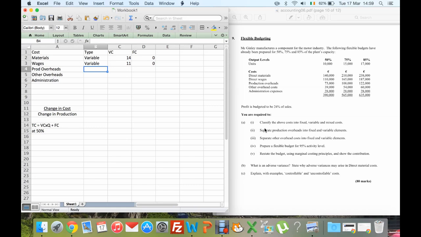So we have to separate here production and other overheads into the fixed and variable elements. So that means that we're expecting these to be both mixed. And while I'm at it, I'll just quickly look at administration. So administration is going to be fixed because it never changes. So there's no variable element there and 28 grand of a fixed element. So using my formula, I'm going to do first production overheads.